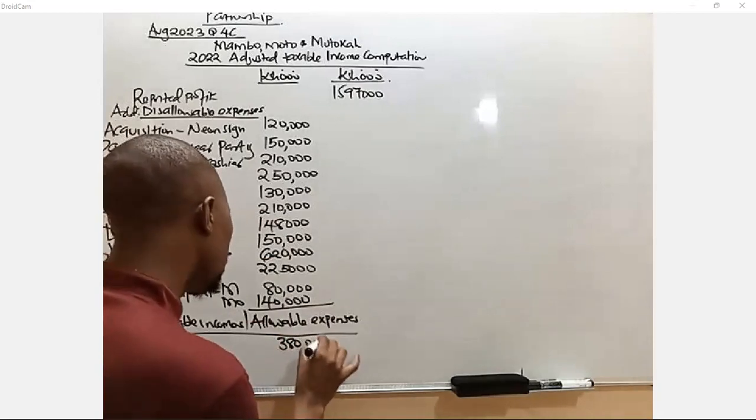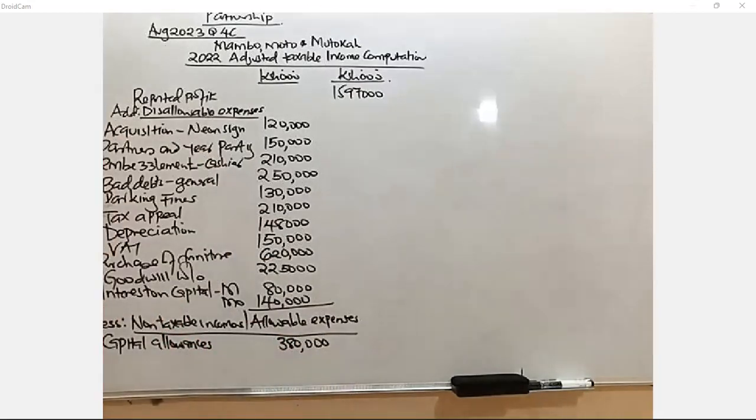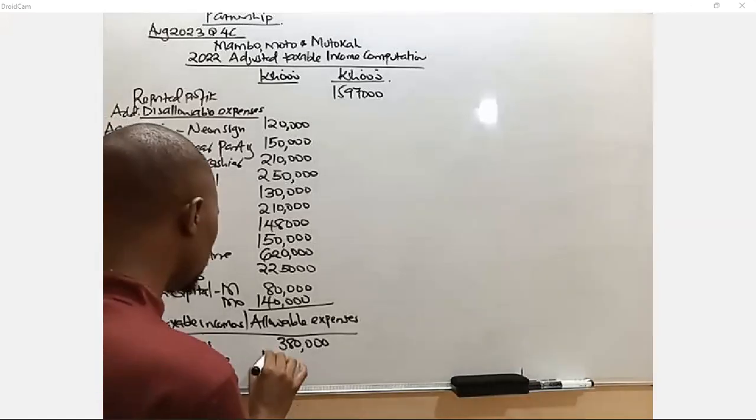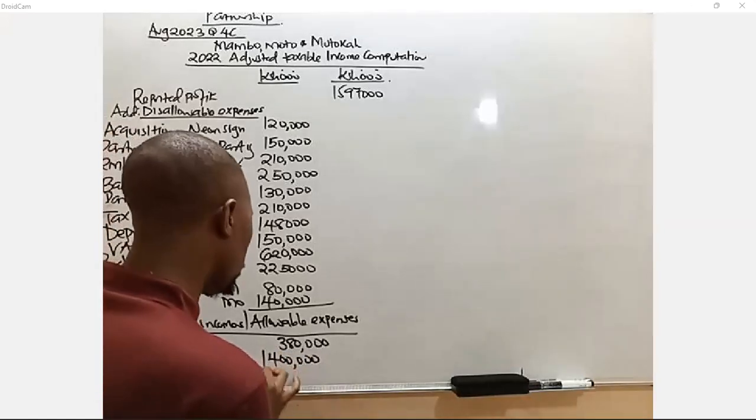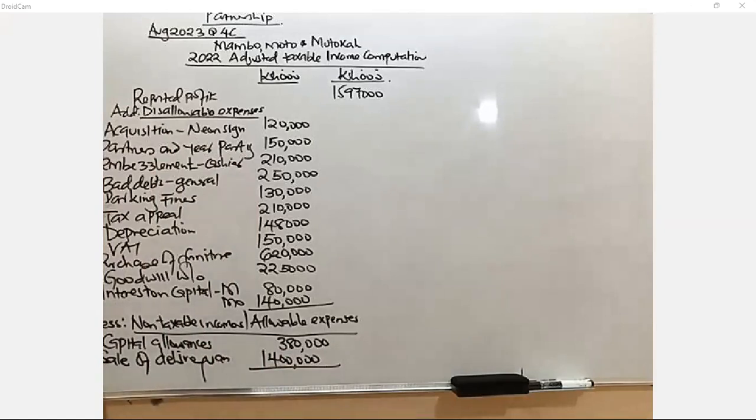We deduct that. Then we go to incomes. We check which items of income are there. So we have all the income. We have anything to be deducted there. 380,000. Then we have the sale of a delivery van. It's a non-taxable income. Sale of a delivery van, we have 1.4 million. So this one also, we will deduct there. Can you see how the question is very simple?